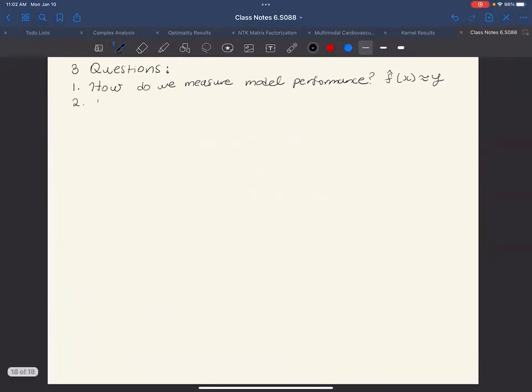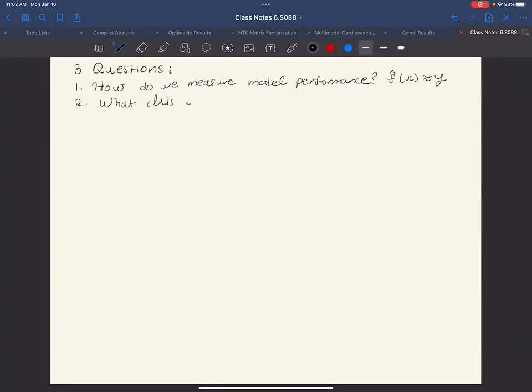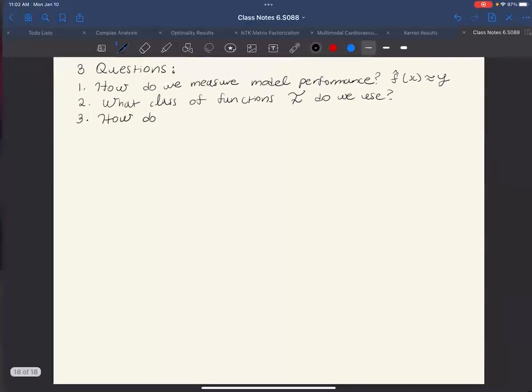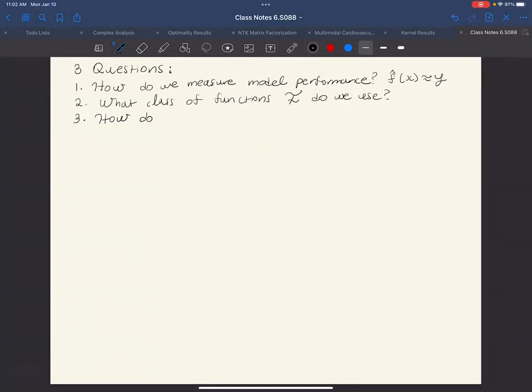The second question is, what class of functions f do we use? Right now we've talked about some class of functions just from R^d to R. This is very, very general. I mean, we're considering all possible functions here. Of course, to make this tractable, we're going to want to restrict it in some way. The last question is, let's say we consider some class of functions f. How do we select a function from this class? How do we select our f hat?